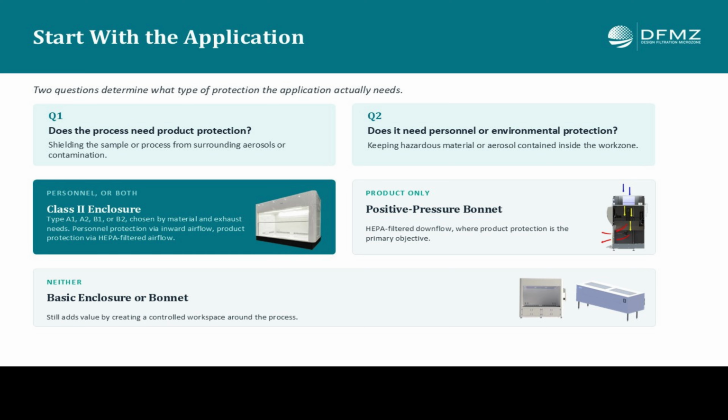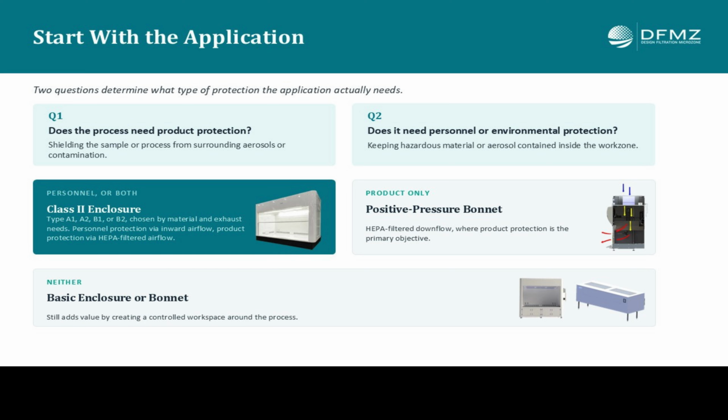If product protection is the primary objective, a positive pressure HEPA-filtered enclosure may be appropriate, using filtered downflow to protect the work zone from surrounding contamination. And if the application needs neither product nor personnel protection, a bonnet or other basic enclosure can still add value simply by creating a controlled workspace around the automated process. The key takeaway: don't start with the enclosure, start with the application.